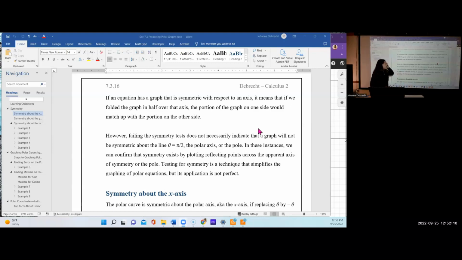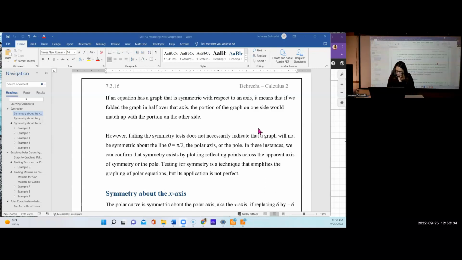So failing symmetry does not necessarily mean that the graph doesn't have symmetry. Lots of graphs that are in the polar coordinate system have symmetry of a type, but not one of those three. So not symmetry along the 0, pi line, or along the pi over 2, 3 pi over 2 line, or symmetry with respect to the pole. They have a different type of symmetry.